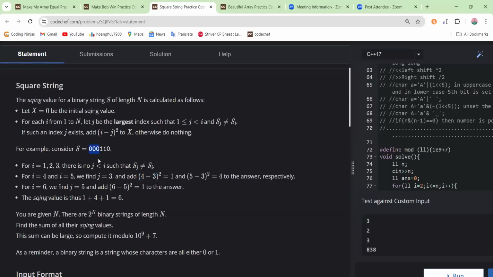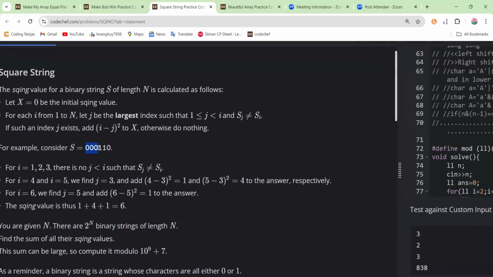There are 3 possible j's values, isn't it? But now if you look up to the question, for each i, you need to select the j that is the largest index such that sj is not equal to si. So for this particular i, just tell me which value of j will you select. This particular value, right? Because this is the largest value of these possible 3 indexes for which the value of the character is not equal to this particular character.